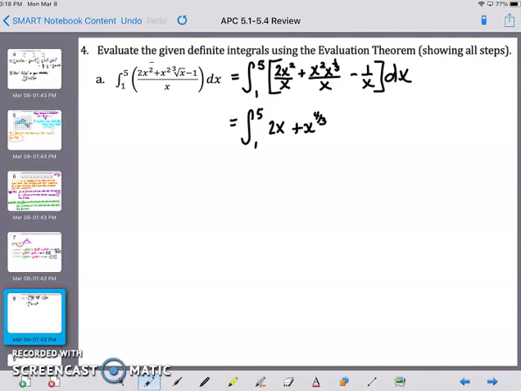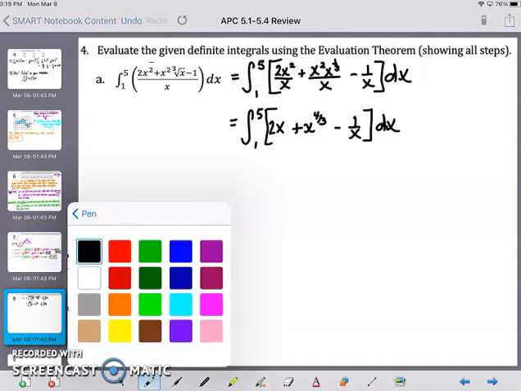And then my third term, if the x is in the denominator, that's going to be x to the -1 power. And actually, I'm going to backtrack that. I'm going to leave that as 1 over x because that is a known derivative for us. So when we integrate that, that becomes the natural log of x. All right, so now I'm ready to actually do my integration.